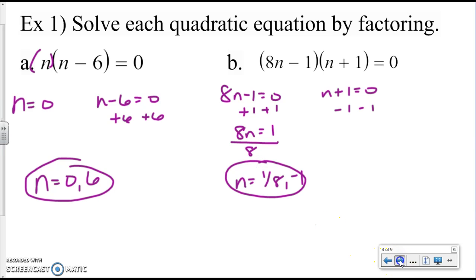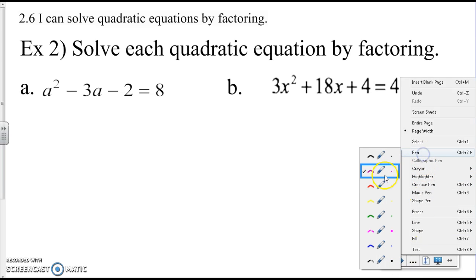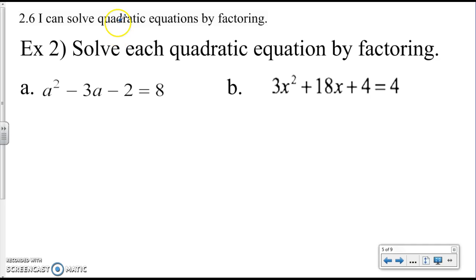Pretty simple, right? Now let's do some where we do not have a factored form already. For both of these, I want you to notice something, paying close attention to this. Zero product property only works if it's equal to 0. So notice that I have an equals 8 here. I need to go ahead and move that over before I can do anything with it as far as factoring goes. So it always has to be equal to 0 before I can worry about factoring.